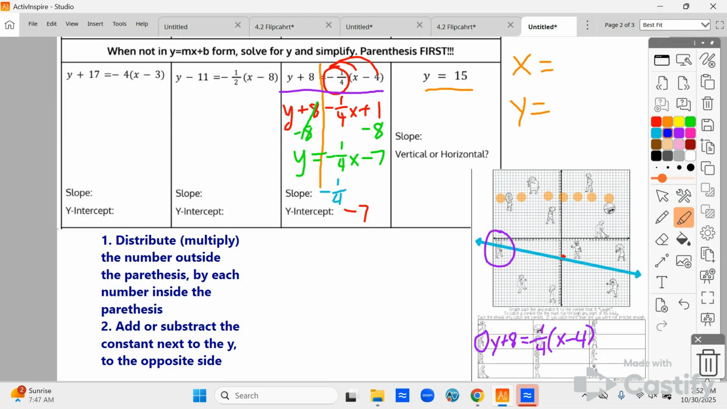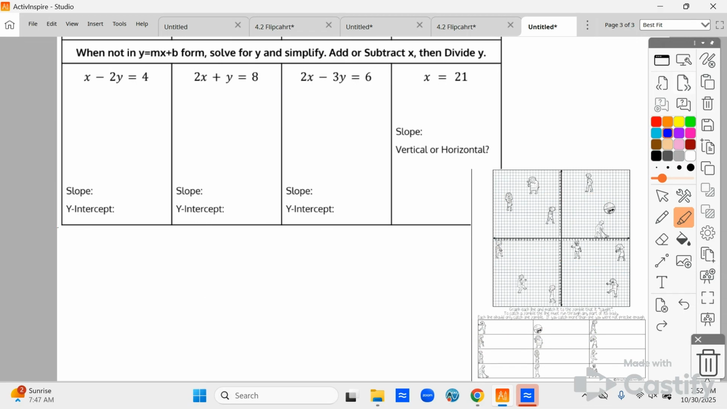Okay, last section, and remember you're solving all these before you start graphing, but in this section, we need to add or subtract the x, then divide by y, and these steps are already there. Okay, so add or subtract the x over to the other side, then divide by, and really it's the coefficient of y, because we want to isolate y.